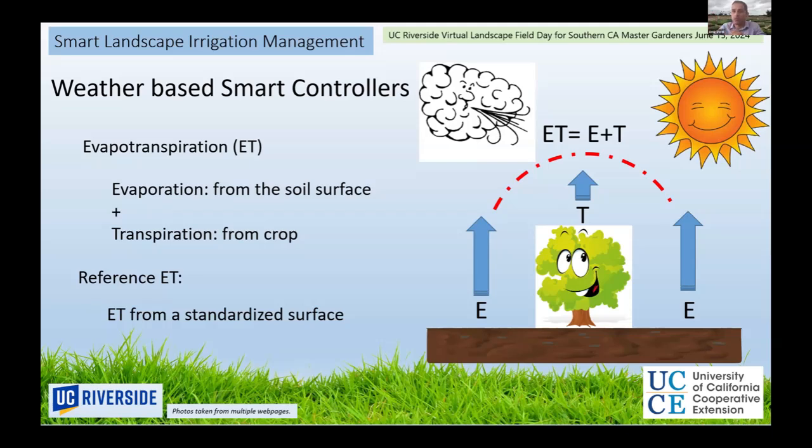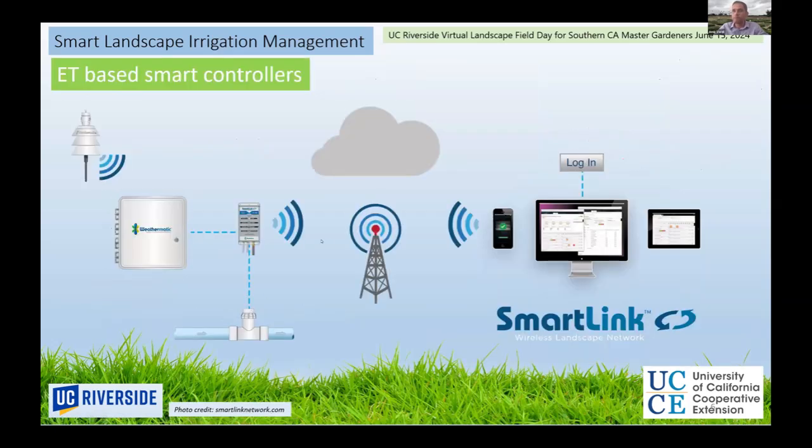The smart controllers don't know it. And we need to program them to tell them what plants you have and what fraction of that reference ET they should apply, okay? So the product that I'm gonna talk about is Weathermatic, a smart controller.